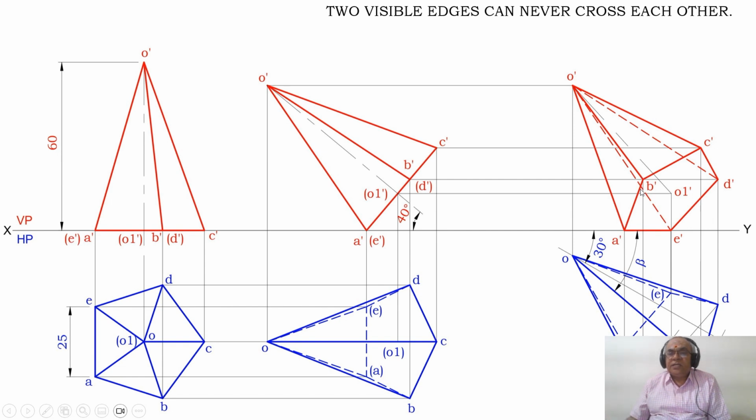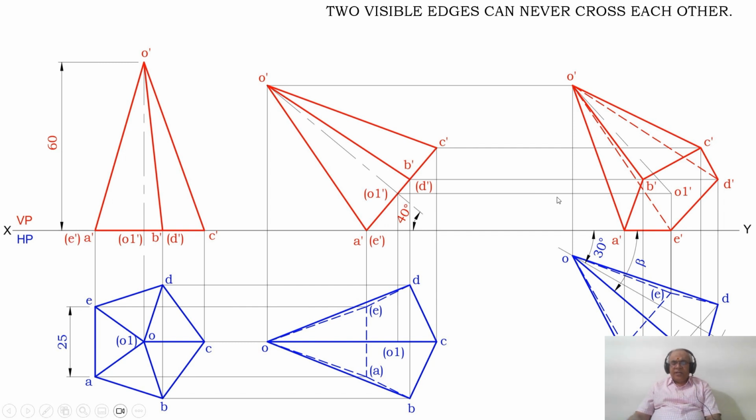Apply that rule. Since O dash, A dash is the edge which is crossing A dash, B dash, therefore O dash, A dash is going to become invisible. So you mark a dotted line between O dash and A dash. Similarly, apply the same condition for O dash, D dash. Therefore, O dash, D dash will be a dotted line. Since the entire pentagonal surface is visible, and O1 dash is on that surface, O1 dash will become visible.